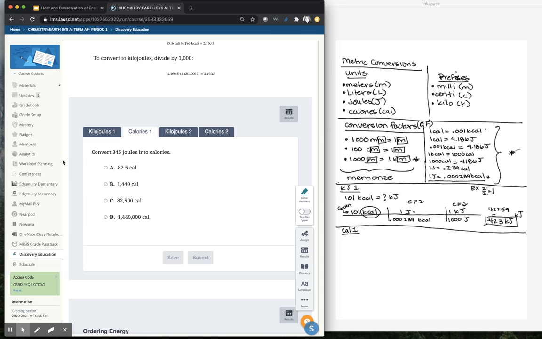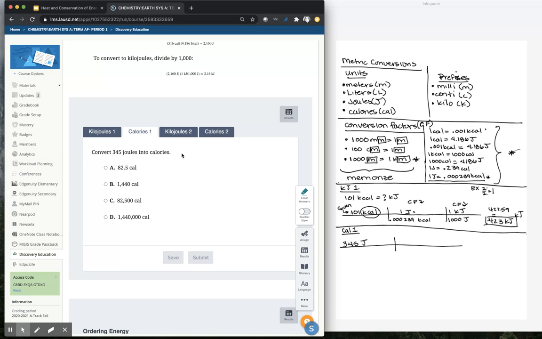Okay. And make my T-chart again, because that's how I solve all of my problems like this. So draw that out. This time I know that I'm only going to need 1 conversion factor because I already did this. And I have the problem in front of me, which says convert 345 joules into calories. Okay, so my given is 345 joules, and I'm going to look for how I can go from joules to calories.